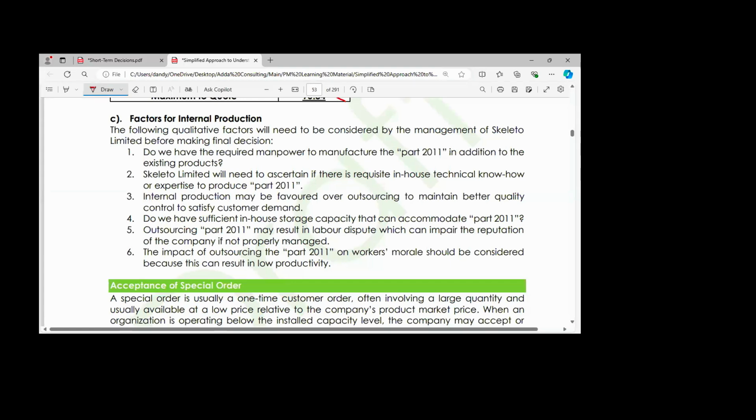Then number 6, the impact of outsourcing the per 2011 on workers' morale should be considered, because this can result in low productivity. Yes, so you need to consider the impact of outsourcing it, because the company is already producing per 2011. If you decide to outsource it, it will lower morale. If morale is lower, then there will be low productivity. So these are the things that the company will need to consider as far as the qualitative factors are concerned. So that's the end of the question.